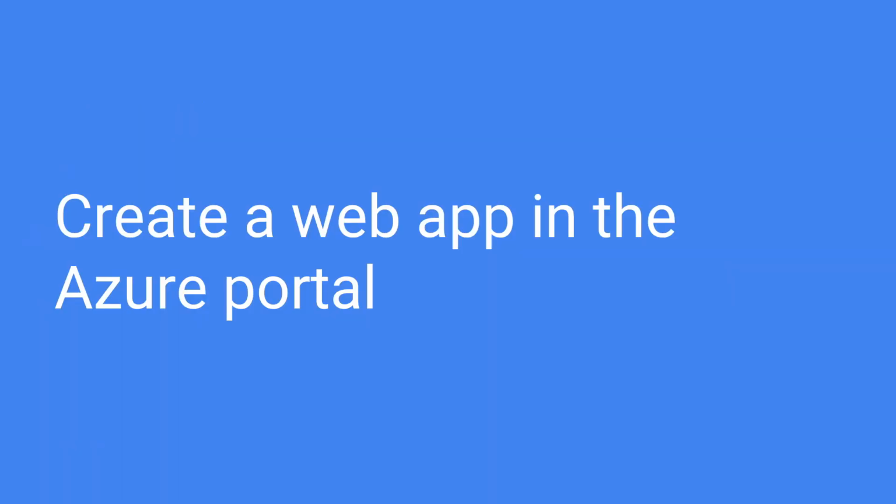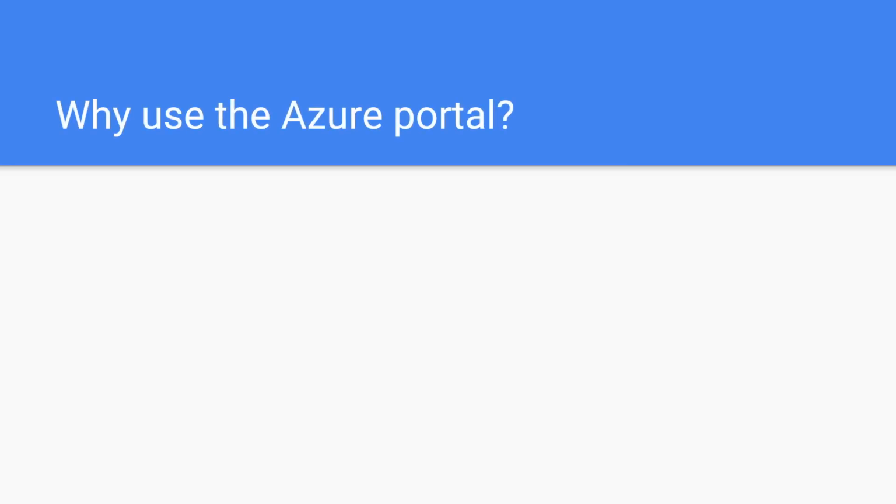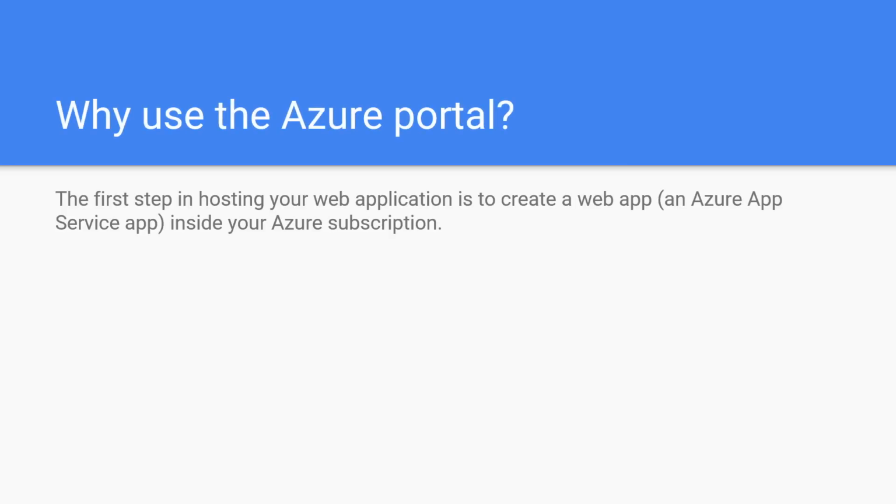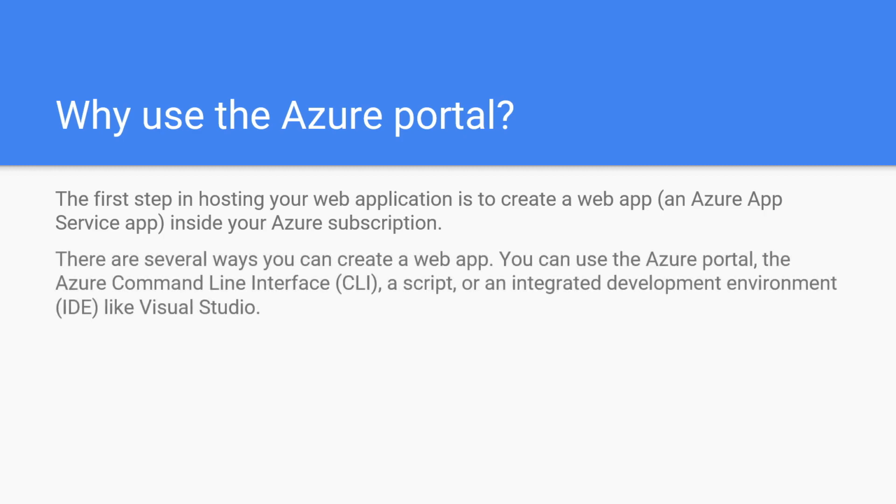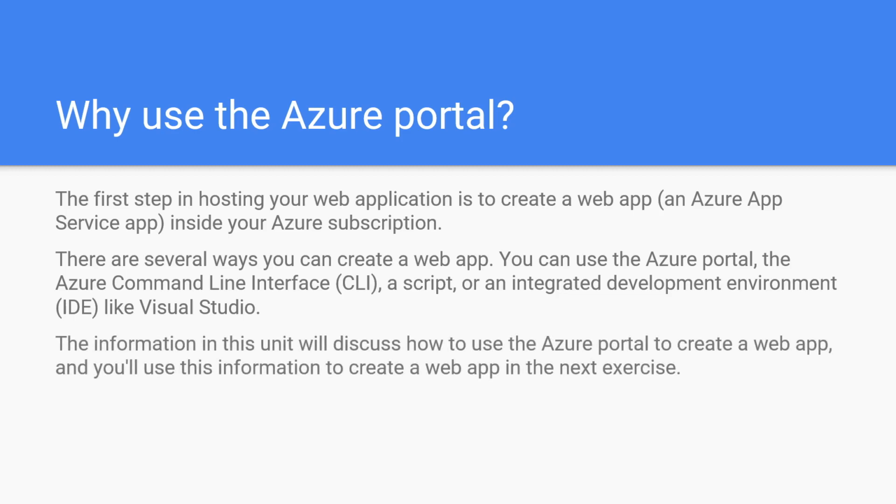Create a web app in the Azure portal. Now this is a theory lecture. In the next lecture, we will start with the exercise. Now why use the Azure portal? The first step in hosting your web app is to create a web app in Azure App Service inside your Azure subscription. There are several ways you can create a web app. You can use the Azure portal, the command line CLI, a script, or an integrated development environment IDE like Visual Studio. In this unit, we will discuss how to use the Azure portal to create a web app, and you will use the information to create a web app in the next exercise, alright?